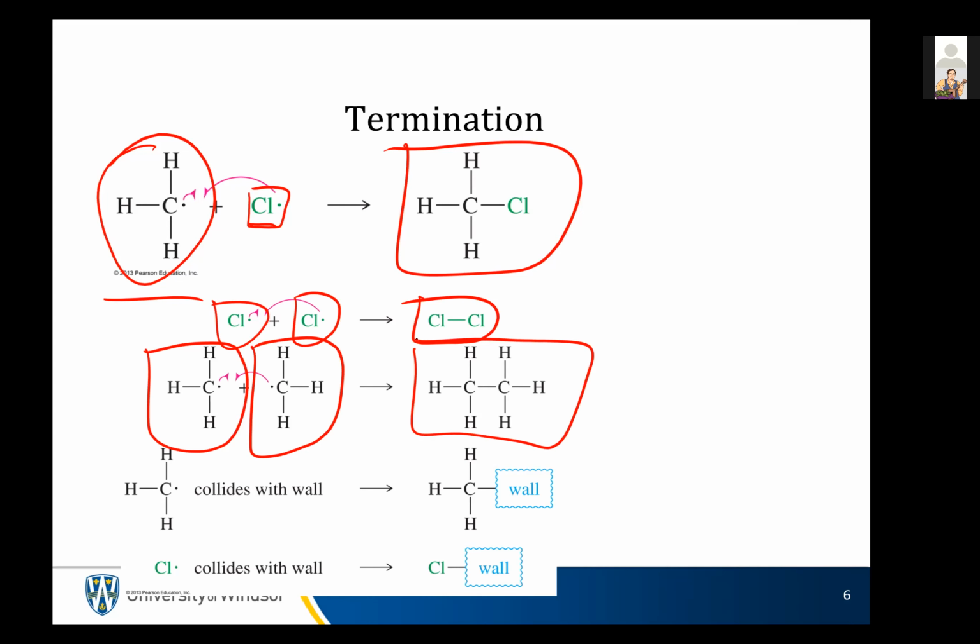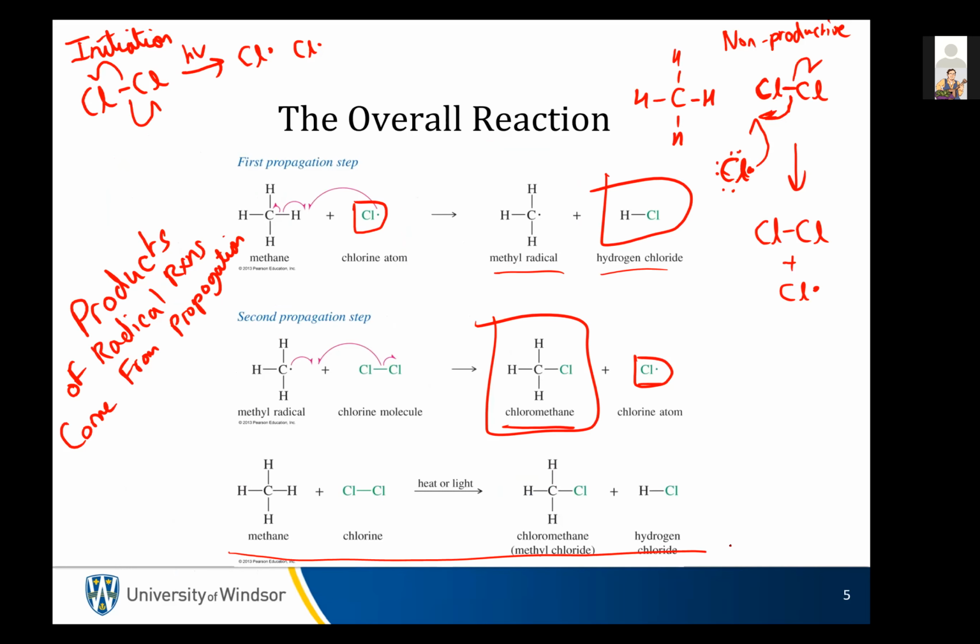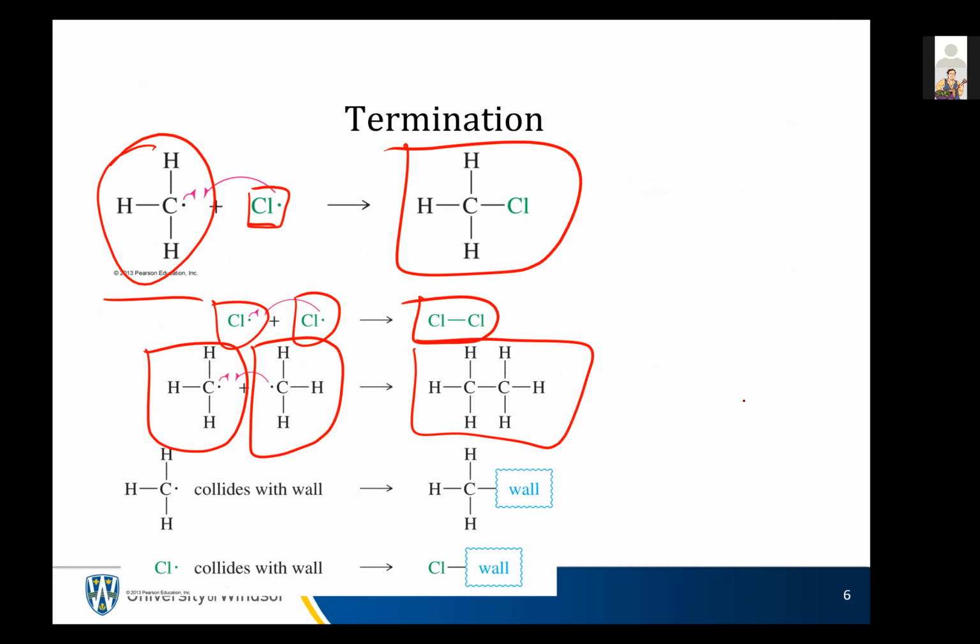Or we can get rid of the radical because everything on the last step was the overall reaction. The last step on this slide is just the overall reaction. This is because the products of the radical reactions come from propagation. So the products of methane plus chlorine in the presence of heat or light is chloromethane and hydrogen chloride. But mechanistically, we're not done yet because we still got a radical floating around, so we got to get rid of that thing because it's unstable.